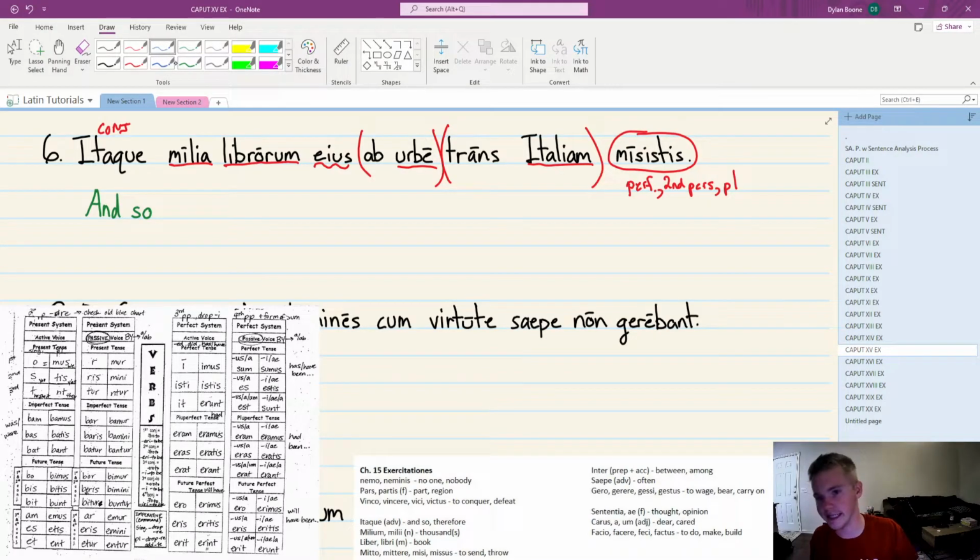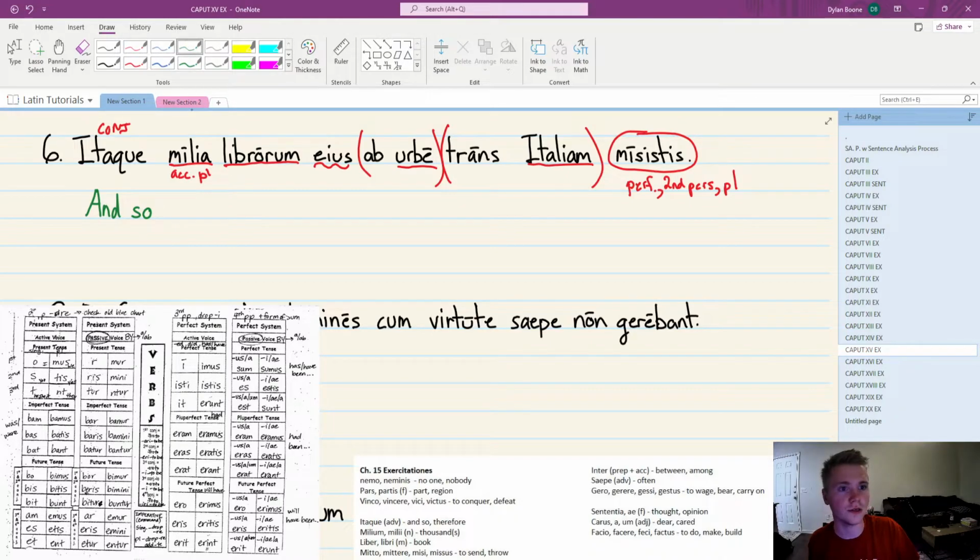We have millia here. From your book, mille, 1,000, is one of the numbers which does decline individually. So if we remember that chart, it could either be nominative plural or accusative plural. Really, we already know the sentence subject is you all, so it can't be nominative plural. We're not looking for a third person subject. So we know it's accusative plural.